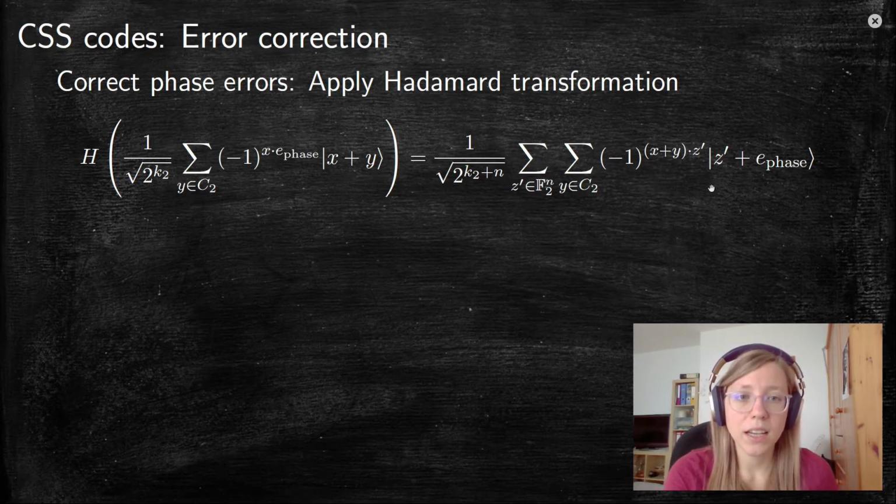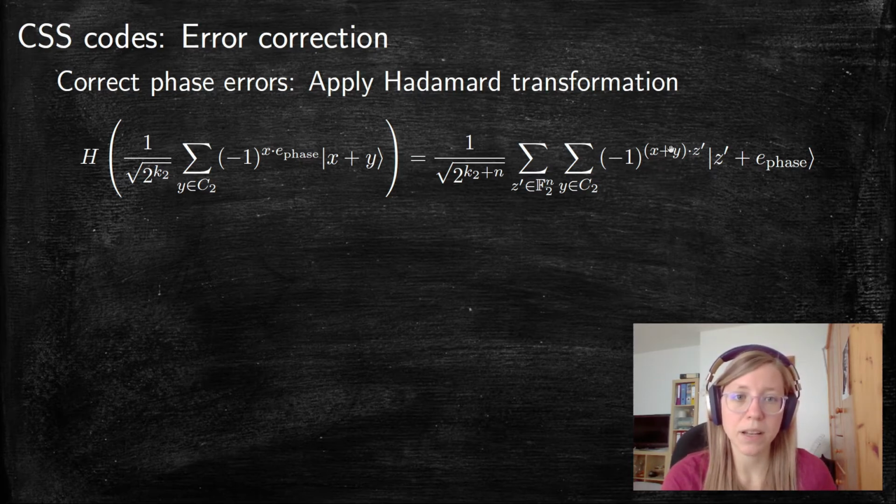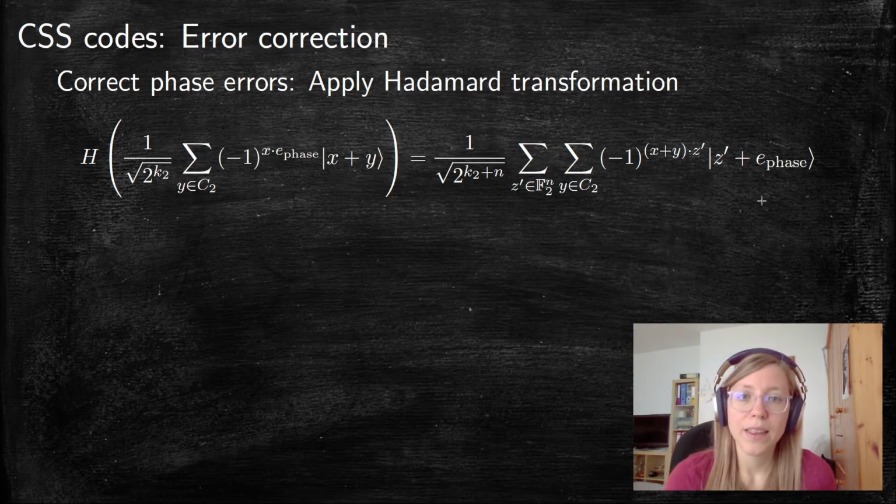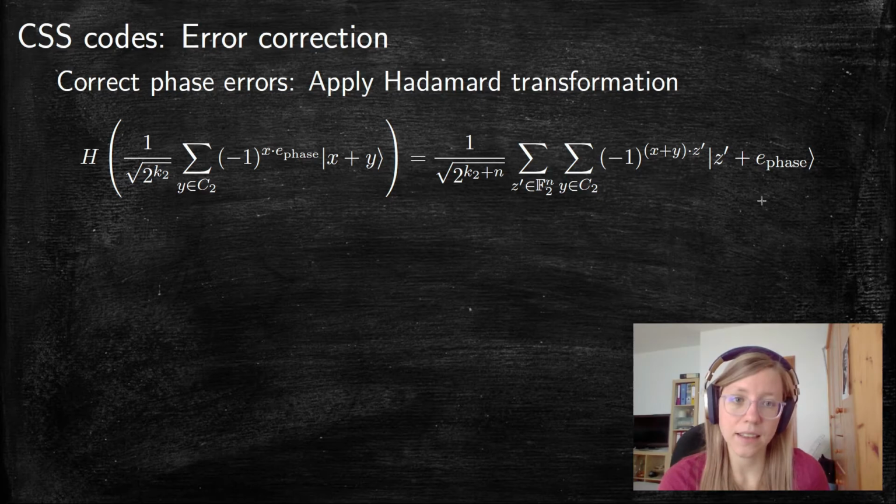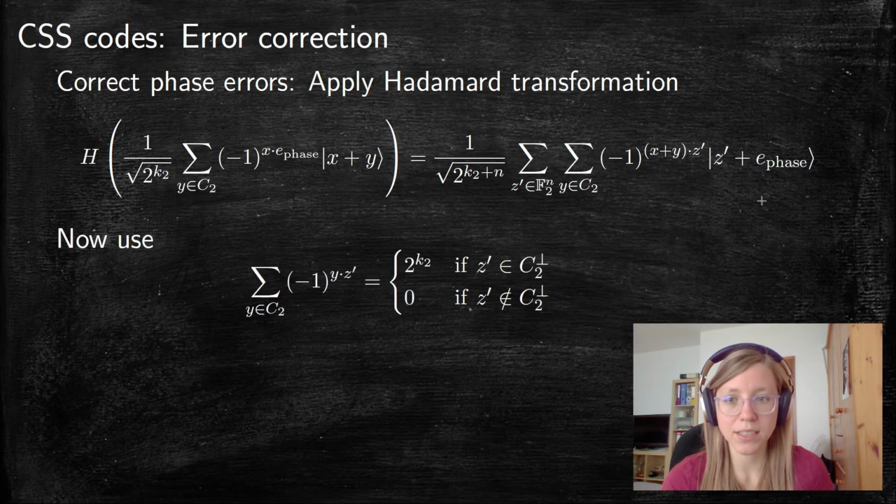Then the factor in the sum is now -1 to the power of x plus y times z prime. And the state is now z prime plus e phase. So the phase error is now in the quantum state and not in the -1 factor anymore. Which means that we can easily correct it by using a parity check matrix.